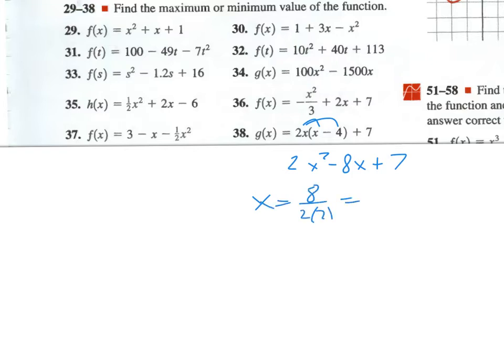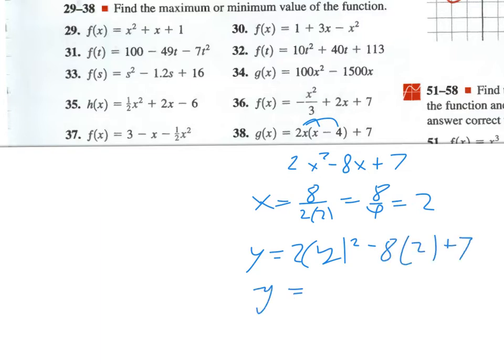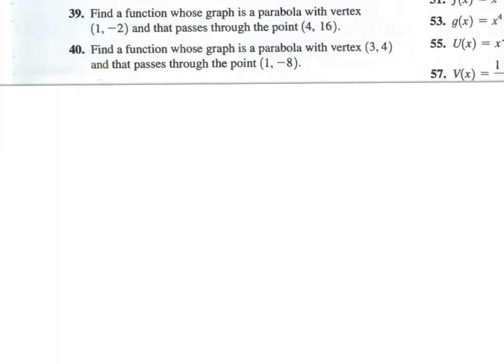So negative b over 2a, 8 over 4 is 2. And then we would plug that back in. So we get y equals 2 times 4 is 8 minus 16 plus 7. So y equals negative 1. I see that a is positive, so I know then it's a min value of negative 1.